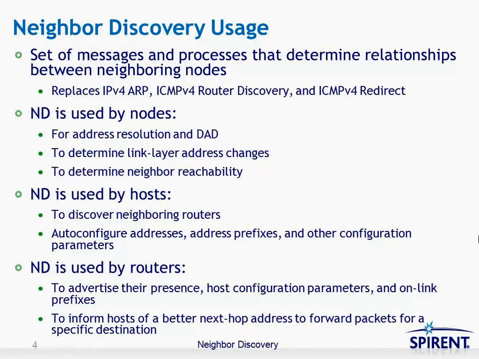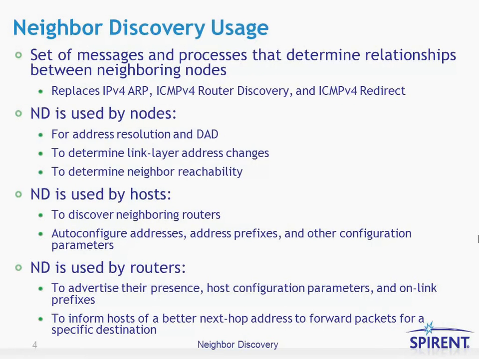The usage of neighbor discovery is a set of messages and processes that determine relationship between neighboring nodes. Like I mentioned previously, it replaces IP version 4 ARP. It also replaces ICMP version 4 router discovery and ICMP version 4 redirect. Neighbor discovery is used by nodes, so in other words, for any type of node, whether it's a host or a router, for duplicate address detection, to determine link layer address changes, and to determine neighbor reachability.